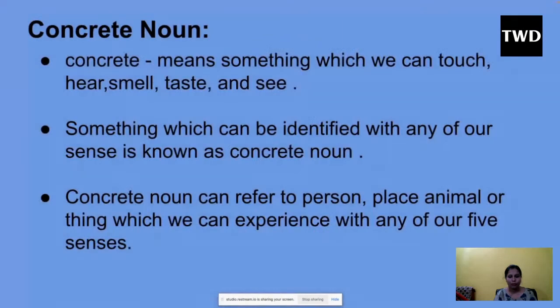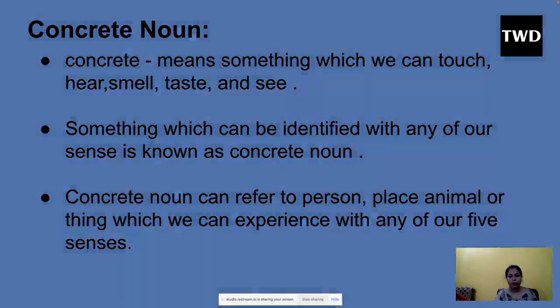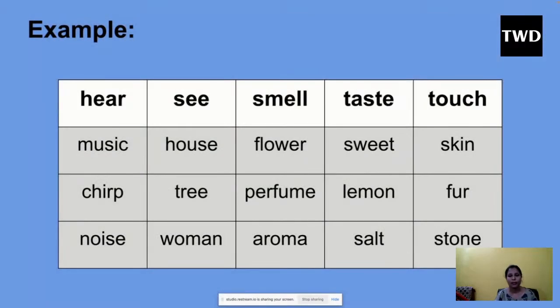Okay, moving forward to concrete nouns. Concrete means something which we can touch, smell, taste, see, and feel. That means we can sense with our five sense organs. Something which can be identified with any of our five sense organs is known as a concrete noun. So here we have got very simple examples.